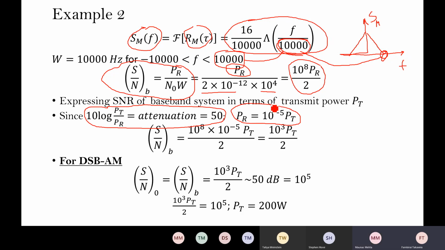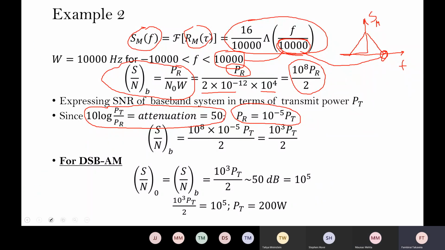We can then substitute for your signal to noise ratio. Your W, how is it 10 to the 4? Shouldn't it be 10,000? Oh, sorry, you mean the W? Yes, sir, in the signal to noise ratio. Yeah, the W is 10,000, which is the 10 to the 4.